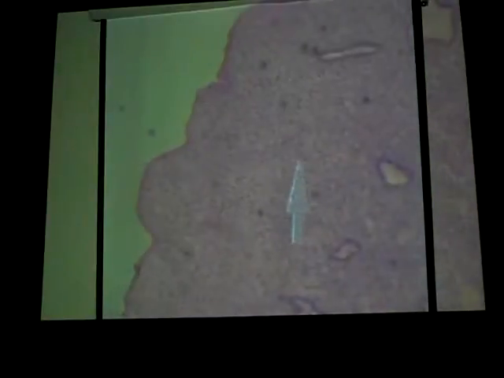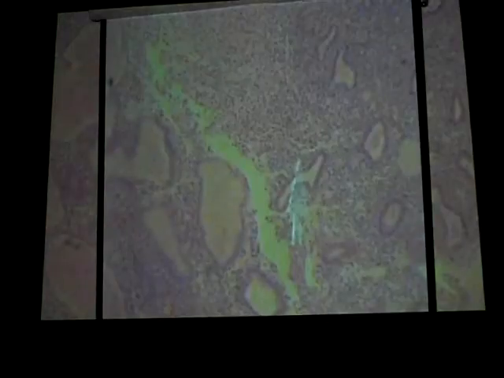Alright, then during the menstrual phase, what happens is the endometrium starts to break up. You have a lot of bleeding in the endometrium. The glands start to break up, and it starts to pull away from the myometrium. So a lot of this is going to be sloughed off during menstruation. This is our myometrium here. Again, we see all that muscle.